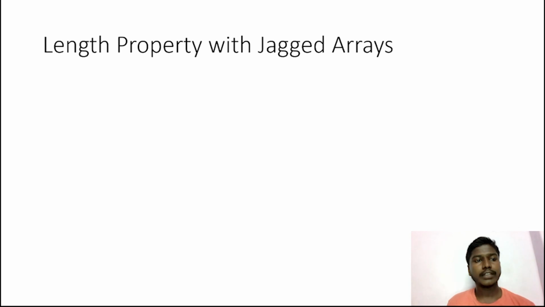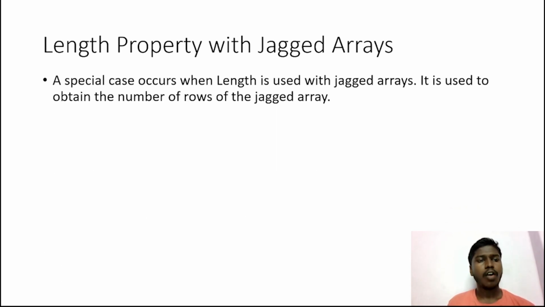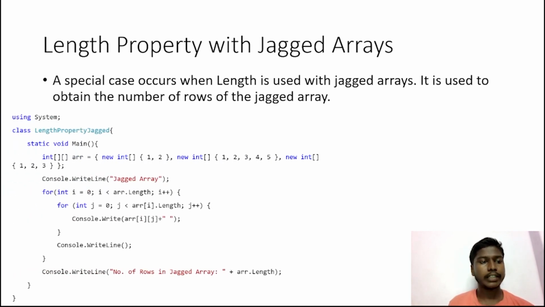The next topic is the length property with jagged arrays. All arrays have a length property that returns the total number of elements in an array. But a special case occurs when Length is used with a jagged array. It is used to obtain the number of rows of a jagged array. In this example, we created a jagged array arr. Then we assign the values for each array by using curly braces.